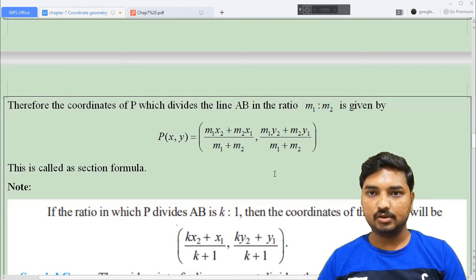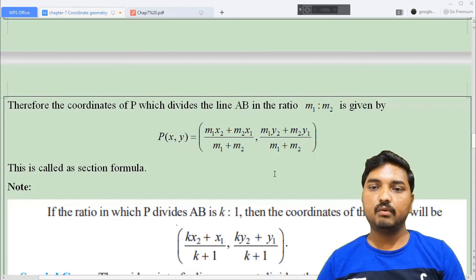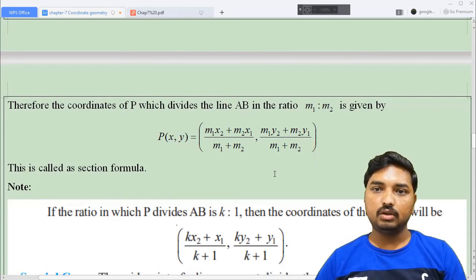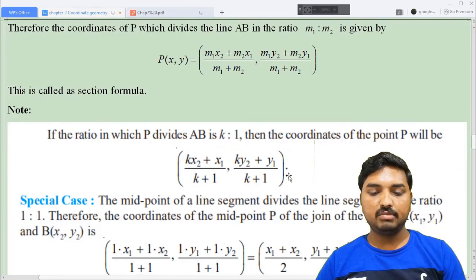m1, m2 is the ratio, x1 y1 and x2 y2 are the points, and P is the point which divides the line AB in the ratio m1 is to m2. After this you need to remember one more formula. I'm going to use this one for calculation purposes. When the ratio is asked for, you need to use this formula. If you use the previous formula, you will not get the solution. So remember this one also.